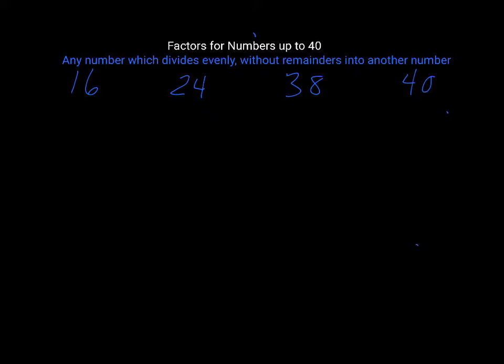Well, another way of saying that is, how can we make 16? Well, we can make 16 by going 2 times 8. We can make 16 by going 4 times 4. Okay. So the factors of 16 are 2, 8, 4.